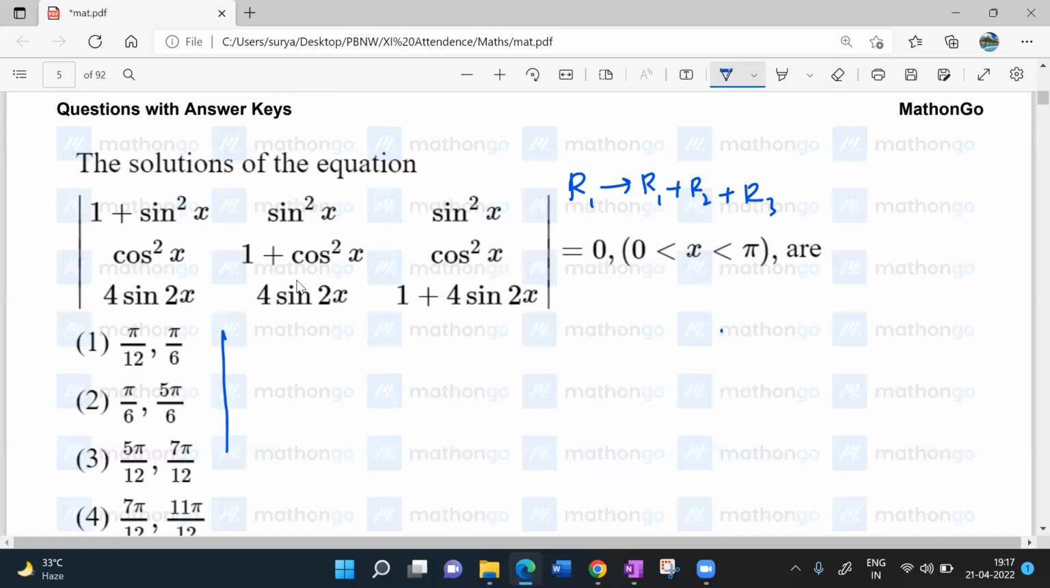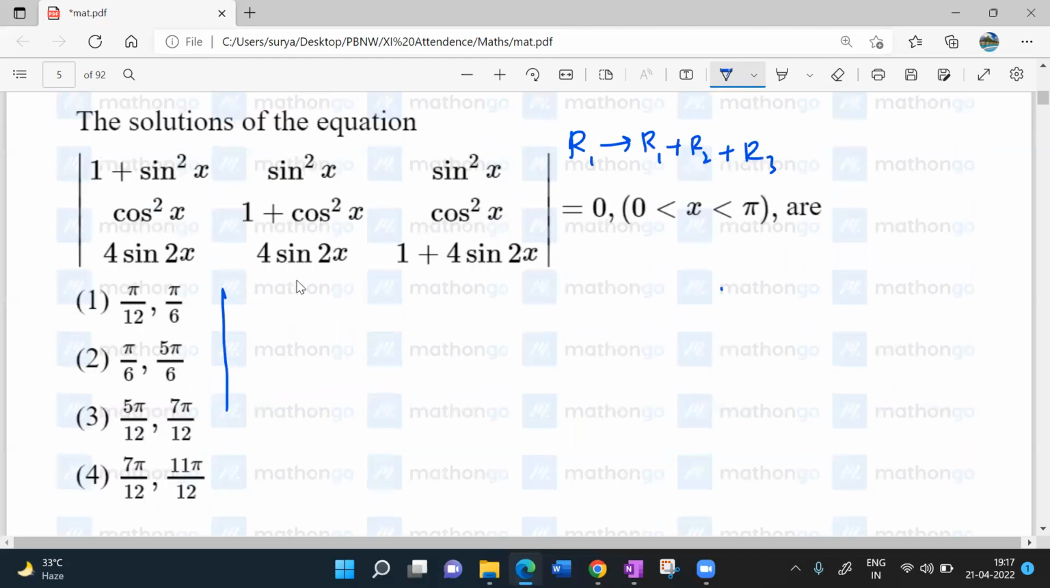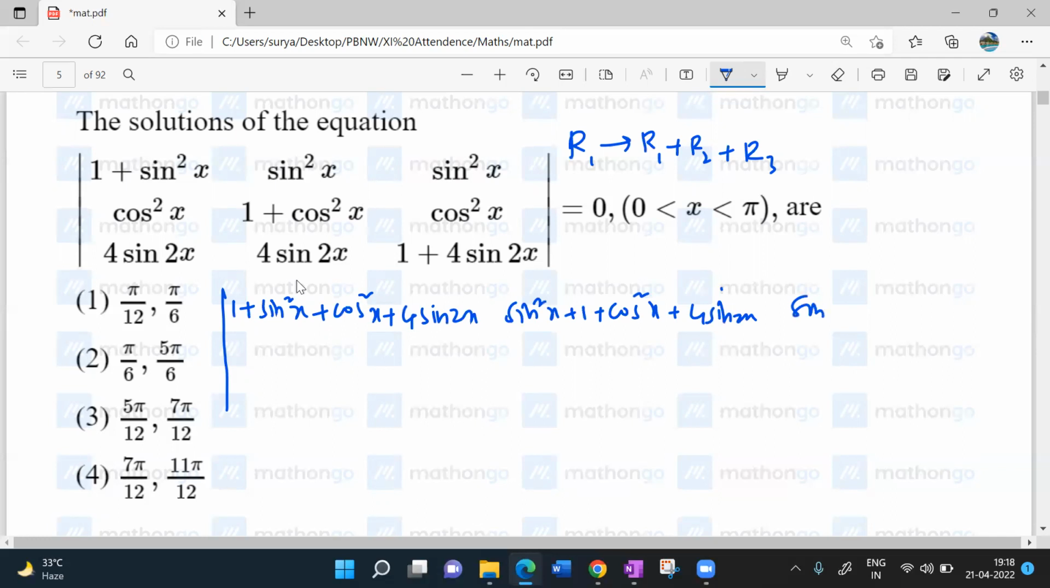Let me write neatly, guys. R1 changes as R1 plus R2 plus R3. I have less space, so let me write some more direct steps. R1 plus R2 plus R3, right? So what are you going to be left with now? 1 plus sin square x plus cos square x plus 4 sin 2x. Here also sin square x plus 1 plus cos square x plus 4 sin 2x. Here also sin square x plus cos square x plus 1 plus 4 sin 2x.